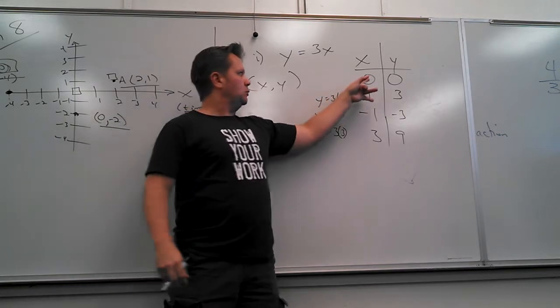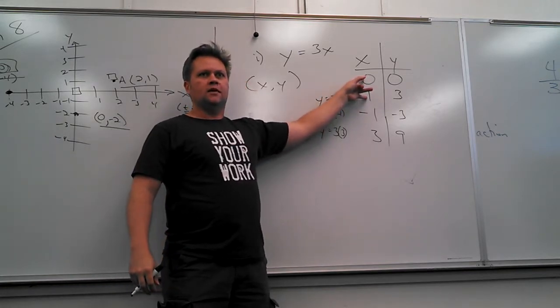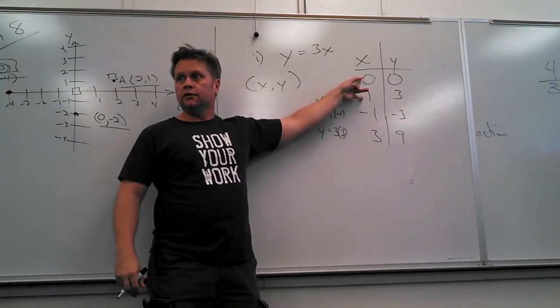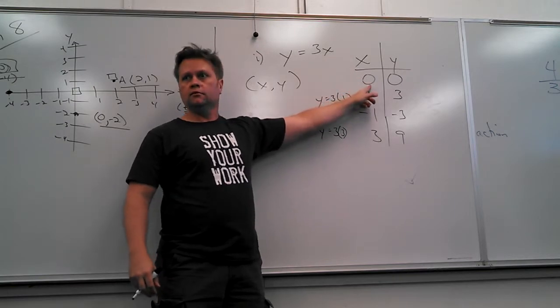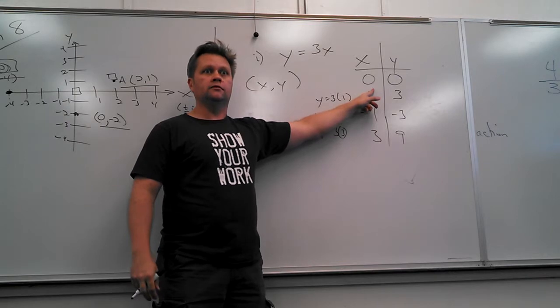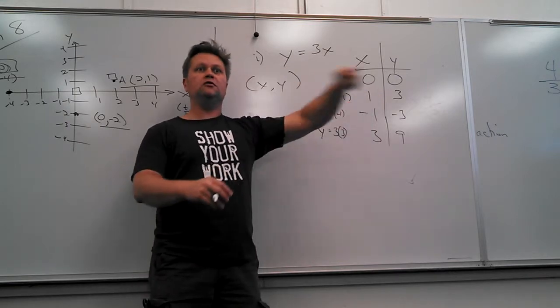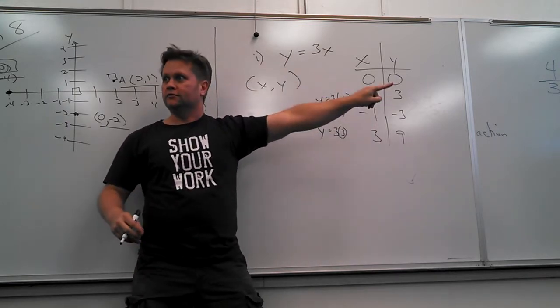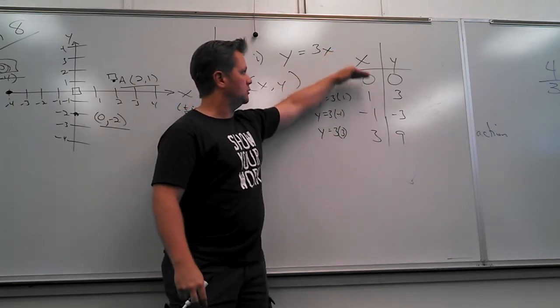In fact, in between these two answers is an infinite number of answers. Because I can make x 0.1, I can make x 0.01, I can make x 0.001. You with me? How long can I do that? Forever. So there's an infinite number of answers between every point.